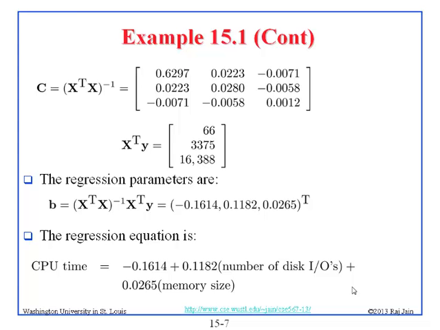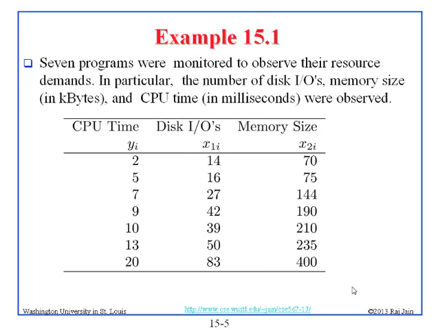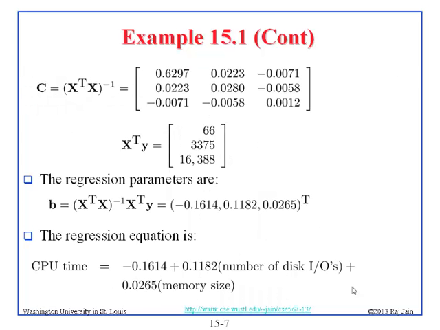You take the inverse of that matrix, you get C, and then you multiply the transpose of x with y, and you get that. And so the b value, actually the formula is in the book, so I didn't put the formula in the slide here. So anyway, if you look in the book, you will find that the regression parameters are x transpose x inverse times x transpose y. So we calculated this part first, we did the inverse, and then we calculated this part, and then we multiply these two to get this vector. And therefore the regression equation is simply CPU time is b0 plus b1 times x1 plus b2 times x2.